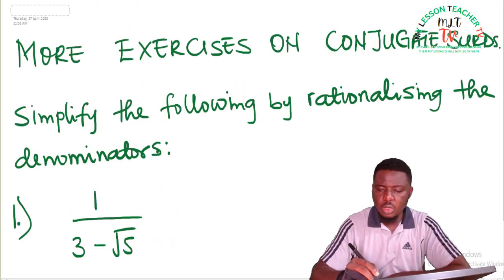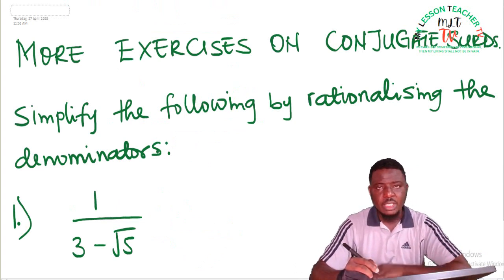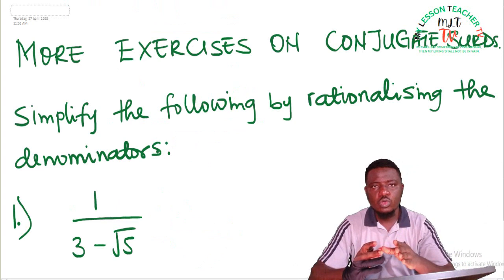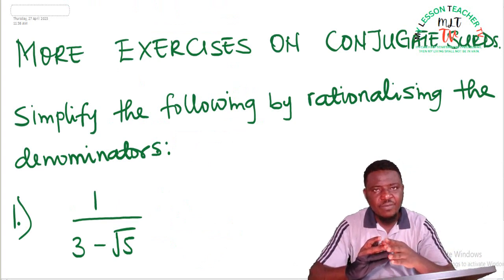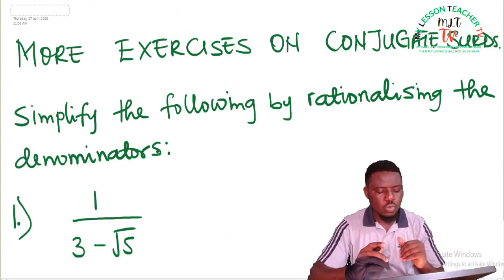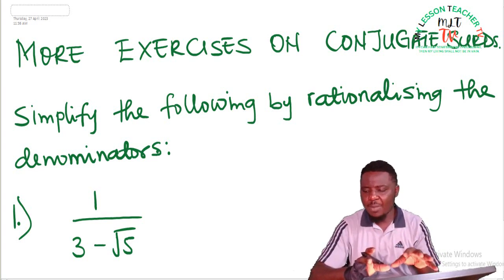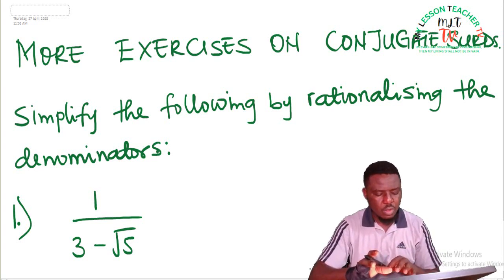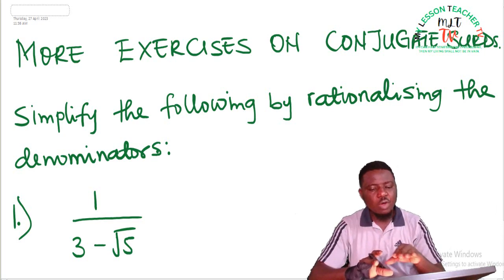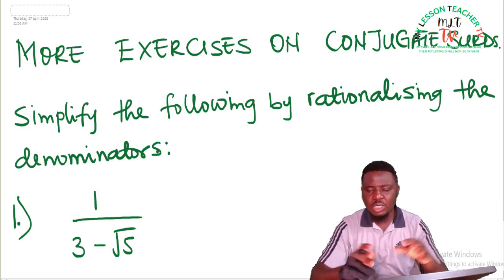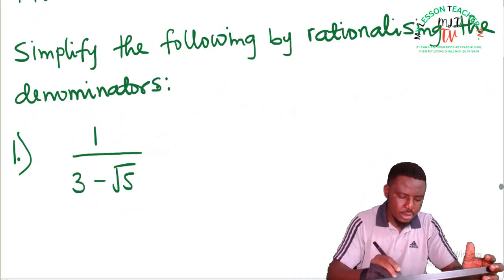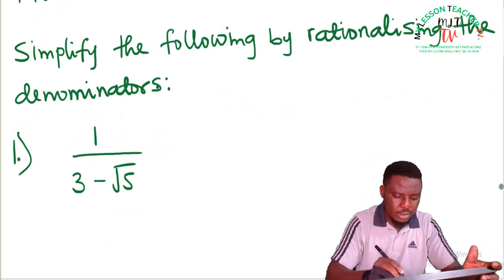We shall now take more exercises on conjugate surds. We are asked to simplify the following by rationalizing the denominators. This is to enable you to understand perfectly how to rationalize denominators in different forms. So I shall be taking about 15 examples for you to see how the questions can come and how to rationalize them. One says 1 divided by 3 minus root 5.